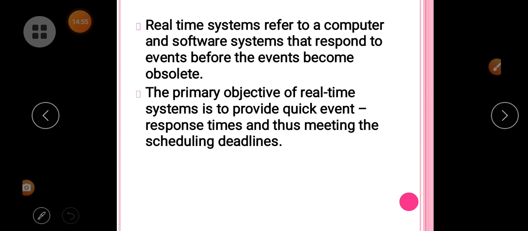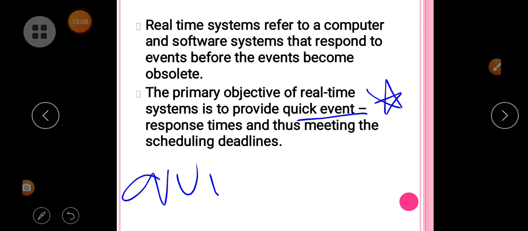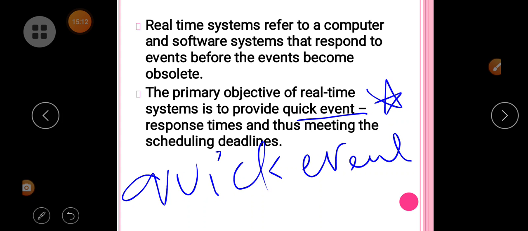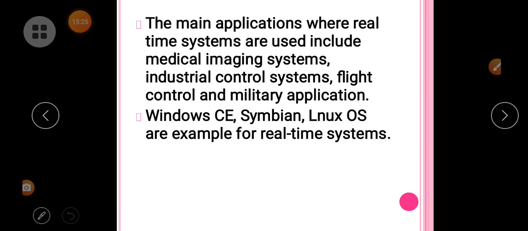The primary objective of real-time systems is to provide quick event response. So what is the objective of real-time systems? It is used to provide quick event response, and thus it schedules the algorithms and meets the deadlines. So this is what the real-time operating system means.